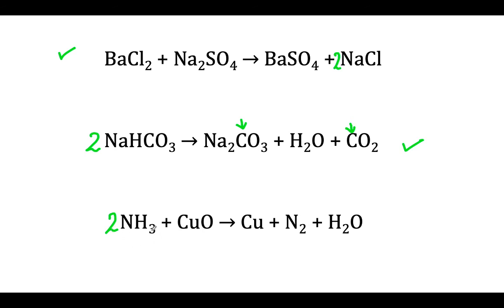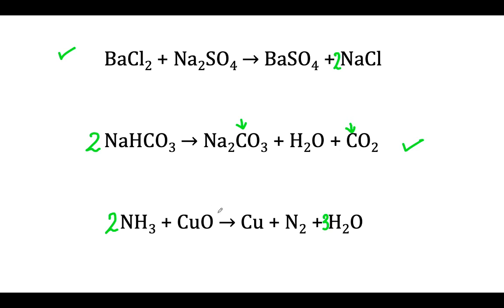That changes my number of hydrogens. So I've got 6 hydrogens here, but only 2 hydrogens here. So I'm going to put the number 3 here to try and balance that out. So 2 nitrogens, 6 hydrogens, both of those are balanced on the left and the right side. Let's take a look at the number of copper. I've got 1 copper here, 1 copper here.